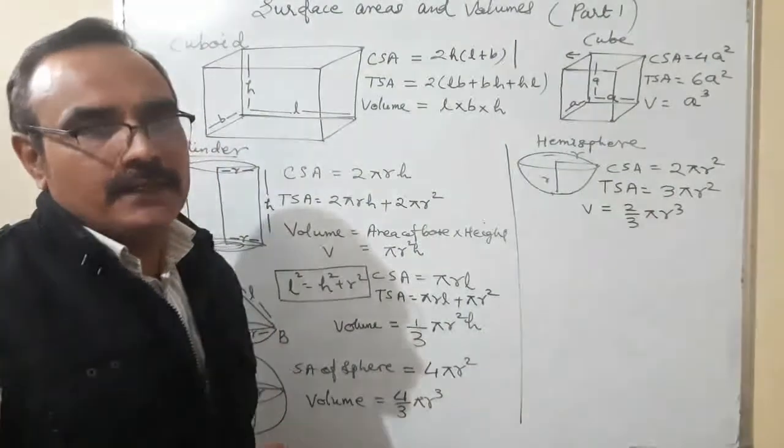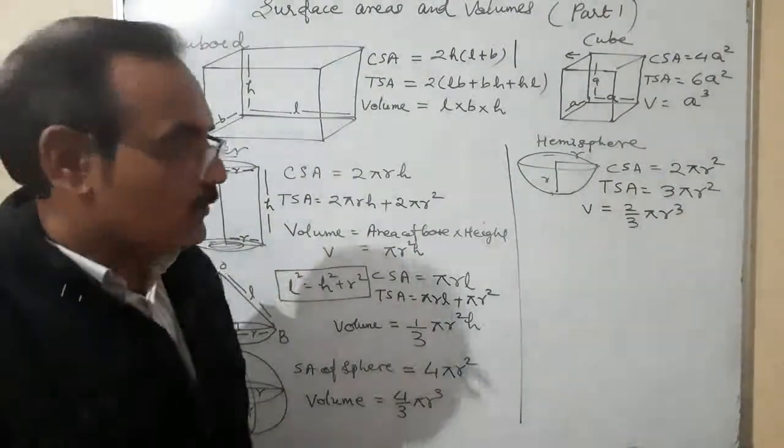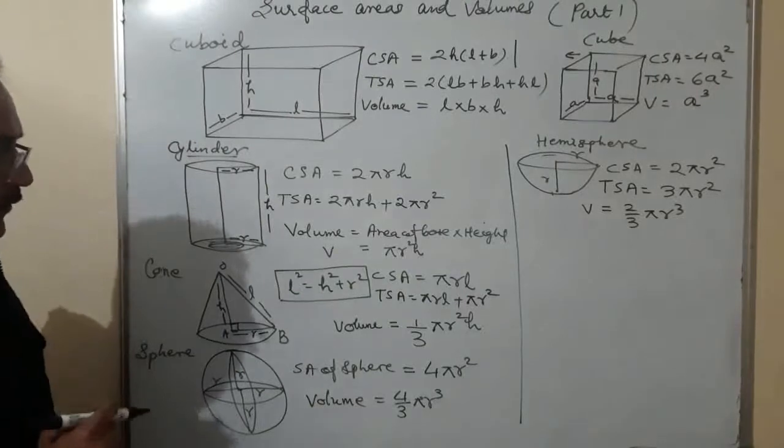Two more formulae are left, that is the CSA, TSA, and volume of frustum of a cone.